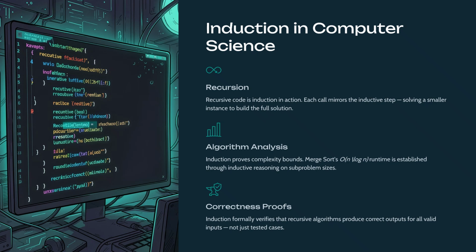There are three cases. Case 1. If recursive work dominates, then the complexity becomes theta of n raised to log base b of a. Case 2. If recursive work and extra work are balanced, then the answer becomes theta of n raised to log base b of a multiplied by log n. Case 3. If the non-recursive work dominates, then the complexity is simply theta of f(n).